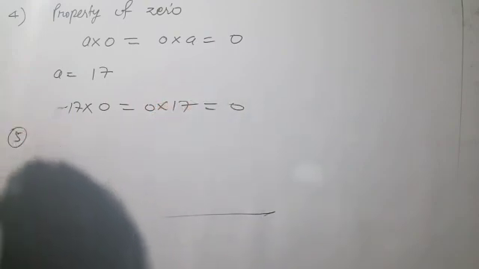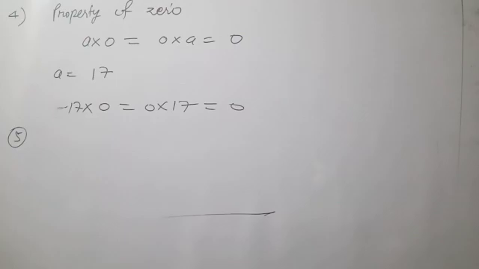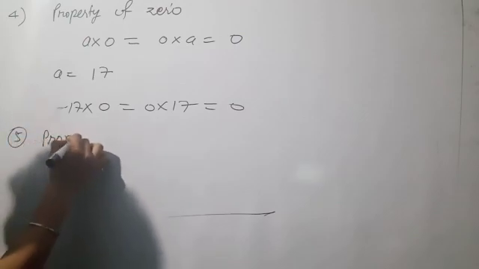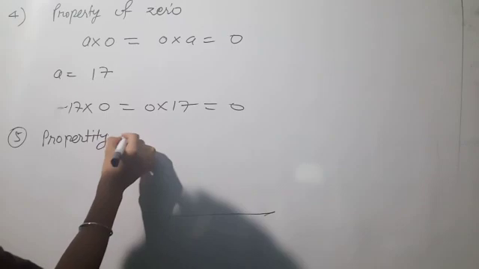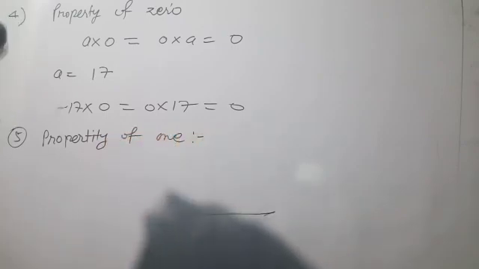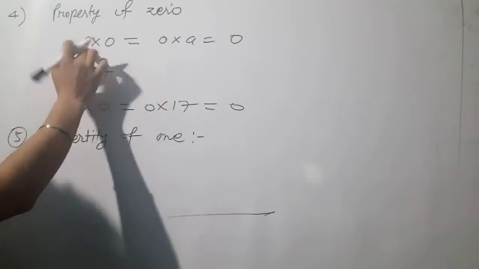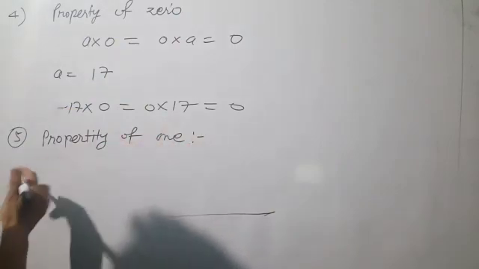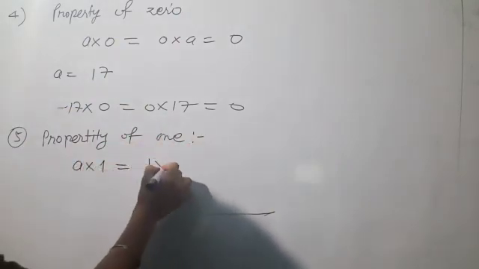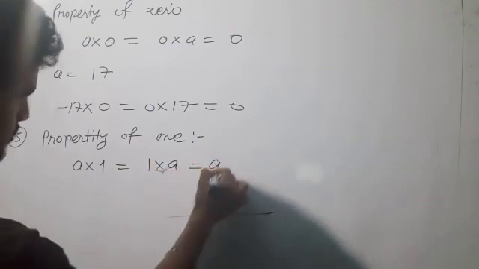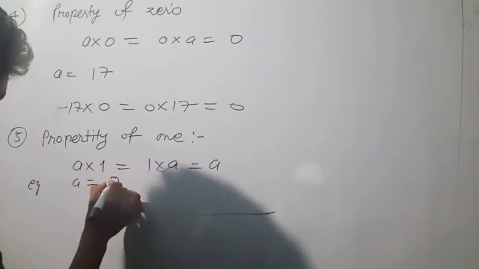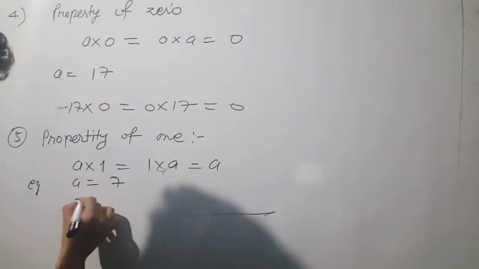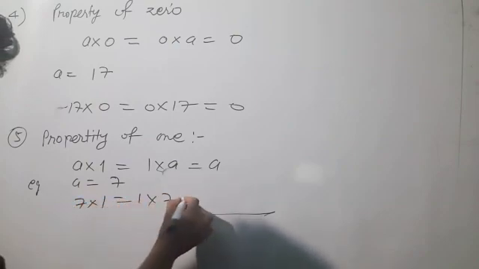Next, the fifth property is the property of 1. Property of 1 is similar to the property of 0 in addition, because it does not alter the result in multiplication. Similarly, A plus 0, 0 plus A equals A in the property of addition of 0. Here in the property of 1, if you multiply A into 1 or 1 into A with any number, then our answer is unchanged. For example, A equal to 7, then 7 into 1 equals 1 into 7, and the answer is 7.